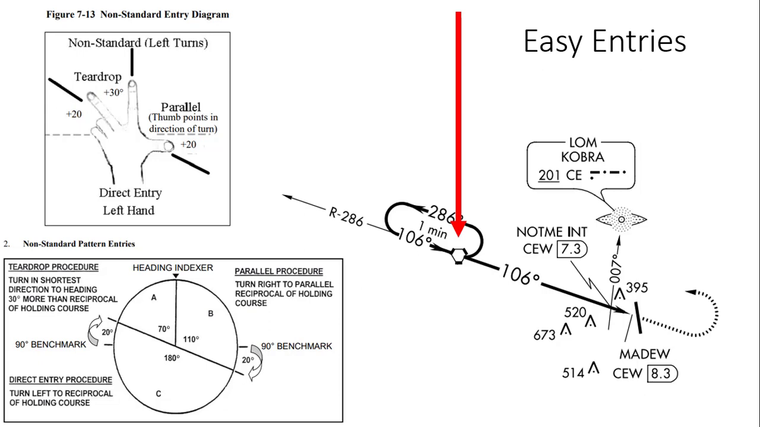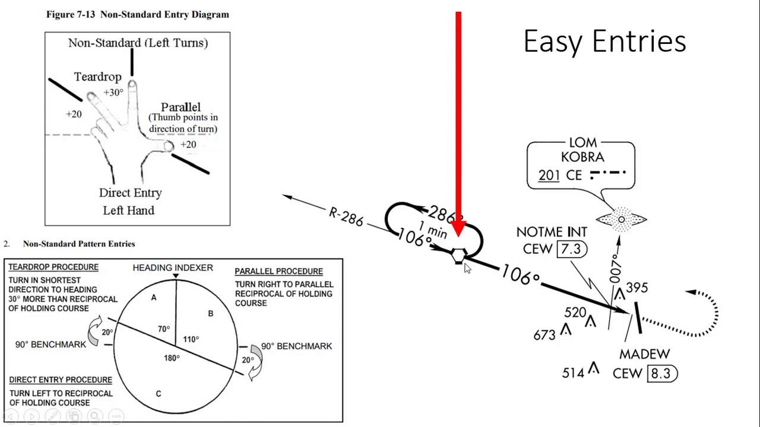Is it going to be parallel? Is it going to be direct? Is it going to be teardrop? Well, I'm pretty sure if we were coming down from here, that would be a teardrop. And if we were coming from this direction or this direction, it'd be easily a direct. But what about here? You're kind of right on the line.